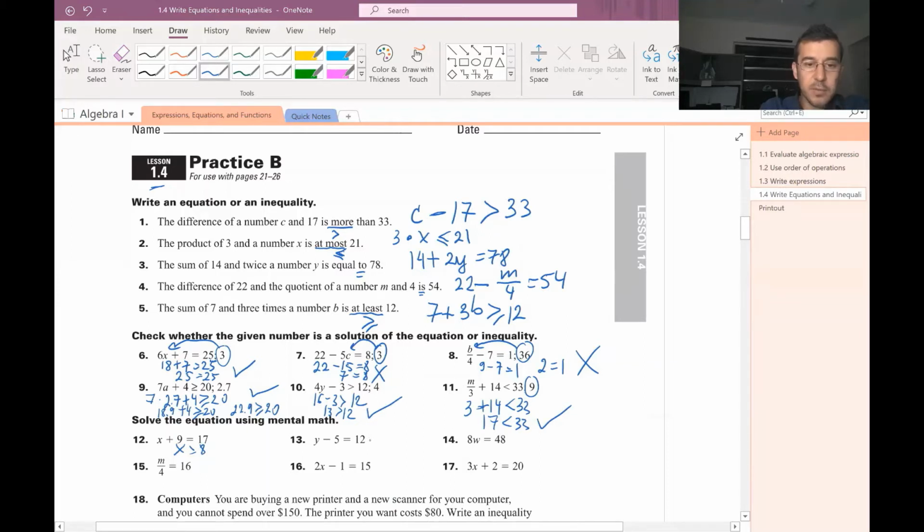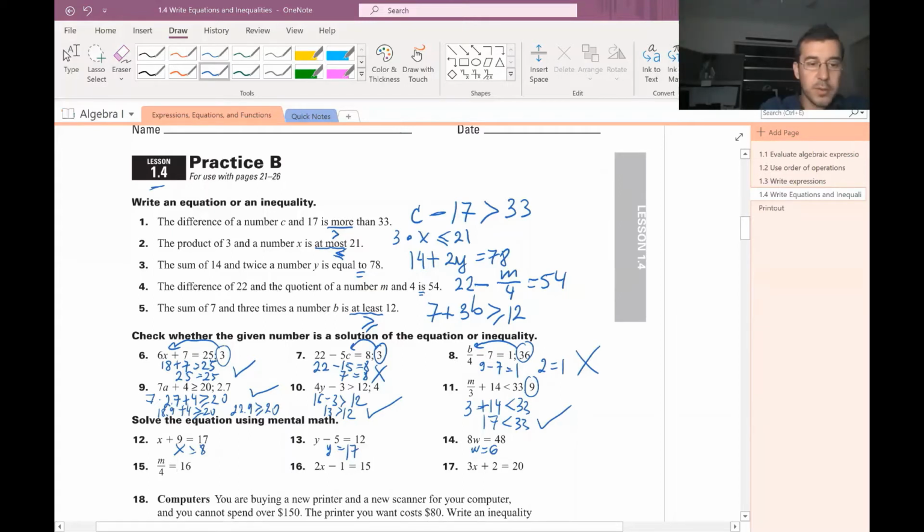y minus 5 equals 12. This is 12 plus 5, or 17. So y equals 17. 8 times w equals 48. This w is 48 divided by 8. Okay, so w is 6 because 6 times 8 is 48.